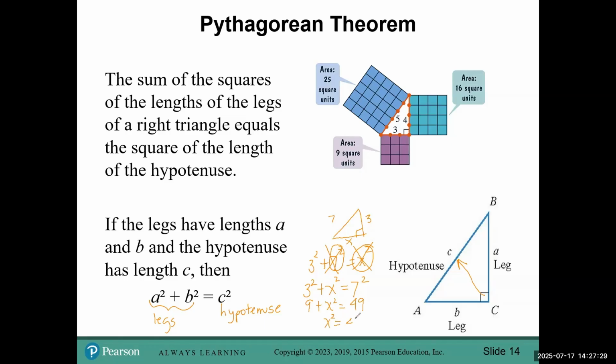So I get x squared is 40. And then I can take the square root of both sides. So x is the square root of 40. So just make sure when you're solving problems in your homework that the hypotenuse is all by itself and the legs are on the other side of your equal sign.